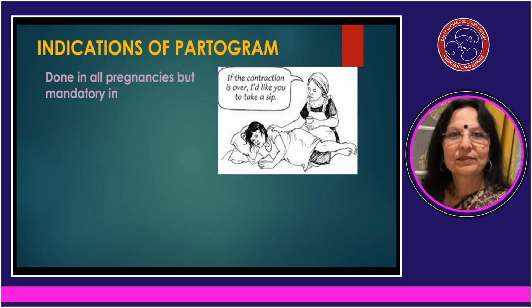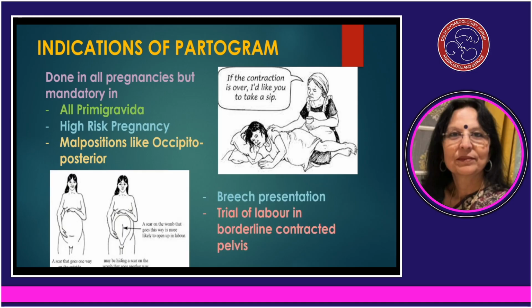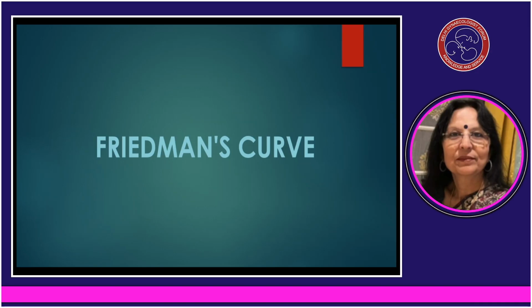Whenever there's a high-risk pregnancy, malpositions like occipito-posterior, occipito-transverse, breech presentations. Whenever we feel that there's a borderline contracted pelvis, and when you are giving a trial of labor. And also in a vaginal birth after cesarean section.